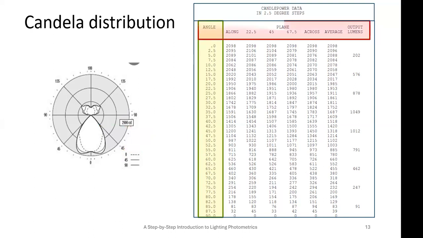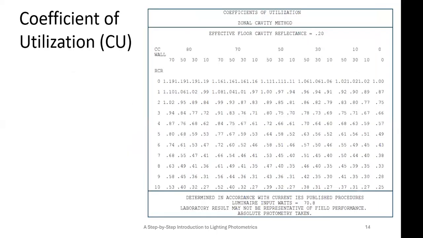All right. So we've already gone over the vertical. We've already gone over the horizontal. So now we're going to get to a very important, where we left off actually the last time, which is the coefficient of utilization table. This is very, very, very important table. I want everyone to learn today how to use this table.